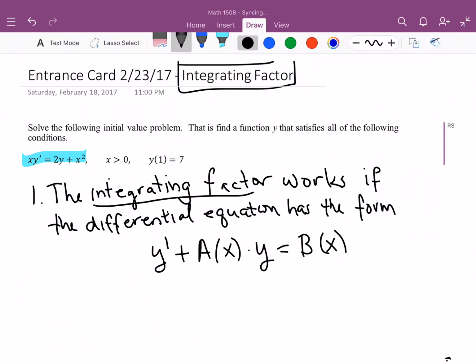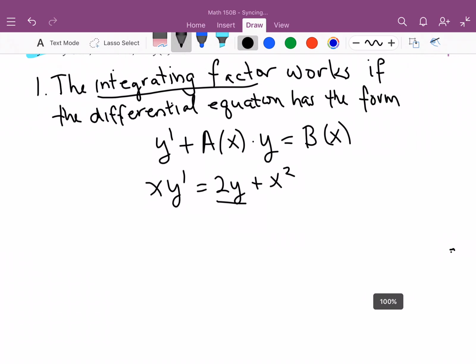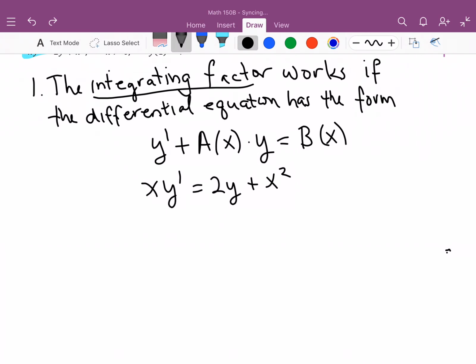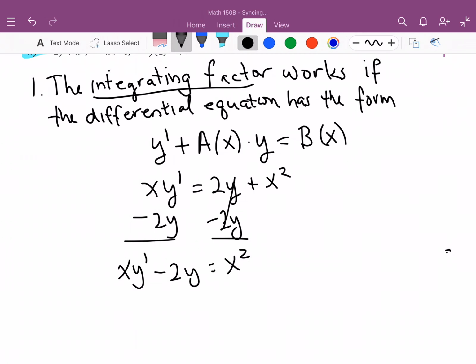Here's the little bit of algebra that we do. We have xy prime equals 2y plus x squared. The first thing I notice is that I need to move the 2y to the left-hand side. So we subtract 2y from both sides, and now we get xy prime minus 2y is equal to x squared, because these cancel right here.